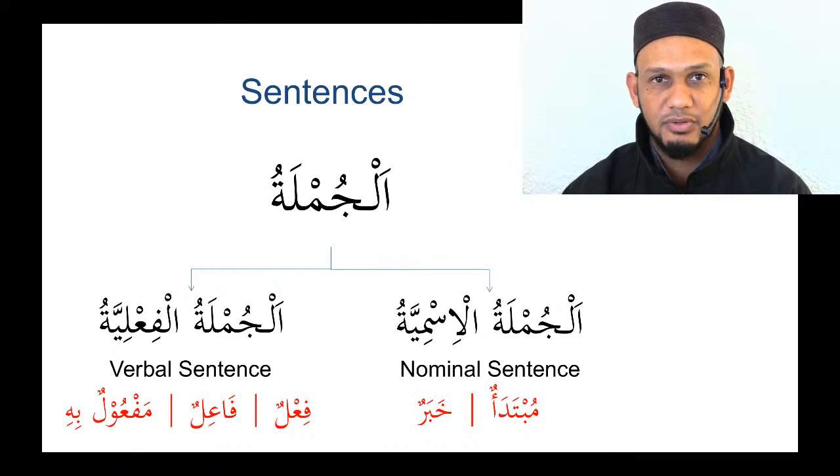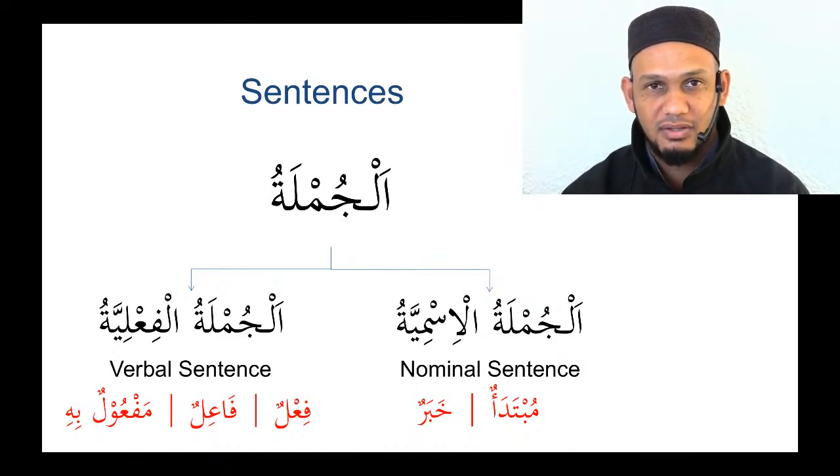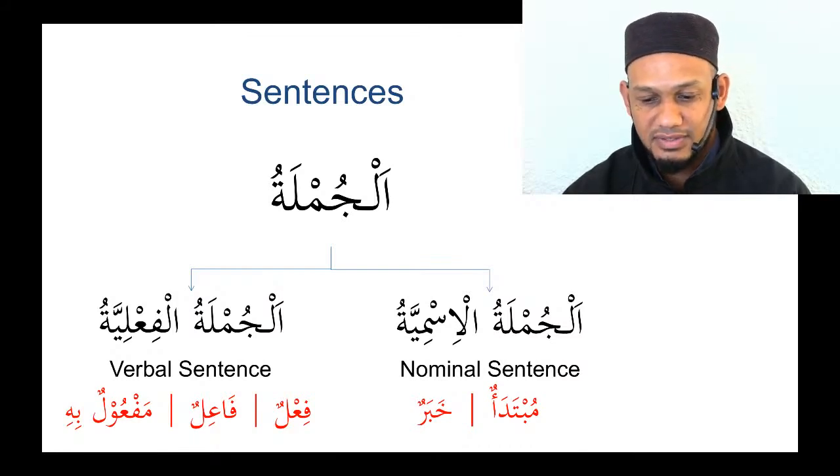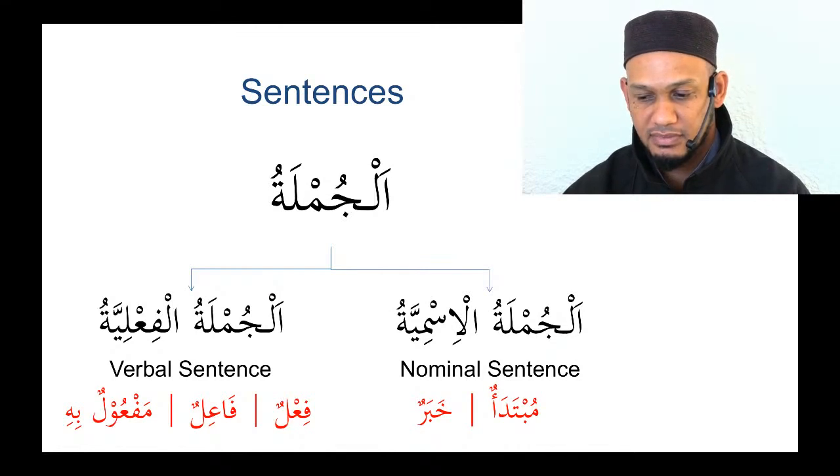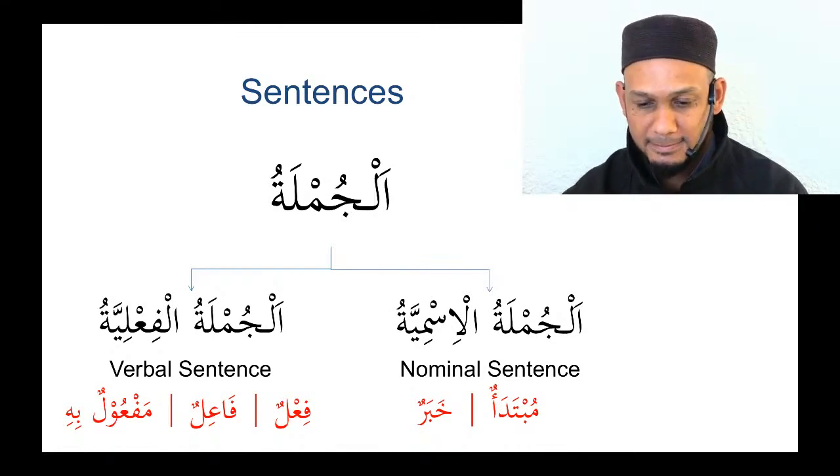A mubtada is the focus of the sentence. It's the thing you start with, and the khabar is the news or the information about the focus of the sentence. The mubtada will be indefinite. It will be raf'un, like al-waladu, and I'll give you information. Tawilun. Okay. Easy stuff.